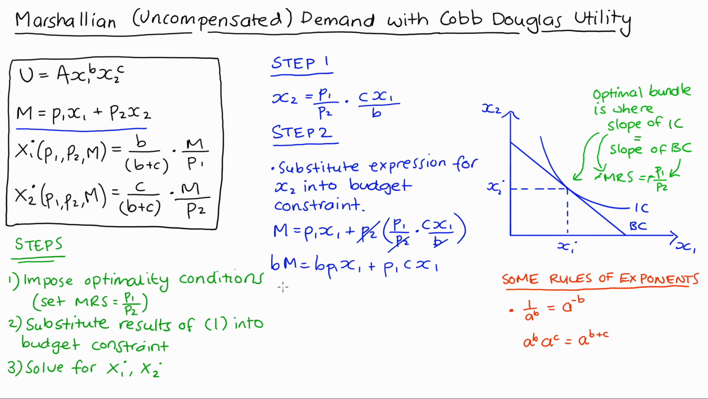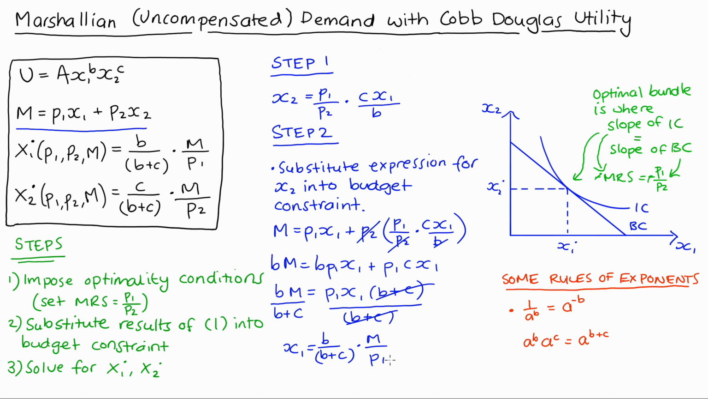Let's factor out now P1 and X1 on the right-hand side. They're common terms. So we get B times M is equal to, we factor out P1 X1 times, we are left with B plus C in our parentheses. We can then divide out B plus C, and we can also divide by P1, so we get X1 is equal to, I'll put B over B plus C together times M over P1.